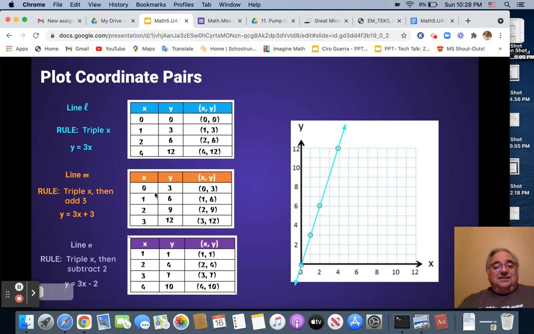Excellent. It is parallel. Let's check it out. We get 0, 3 as our first mark. The next coordinate is 1, 6. The next coordinate is 2, 9. And the last coordinate is 3, 12 that we are graphing on here. When we do that, we can see that it is parallel. And it's even steeper than the first one. So it's further away from x because it was addition here.